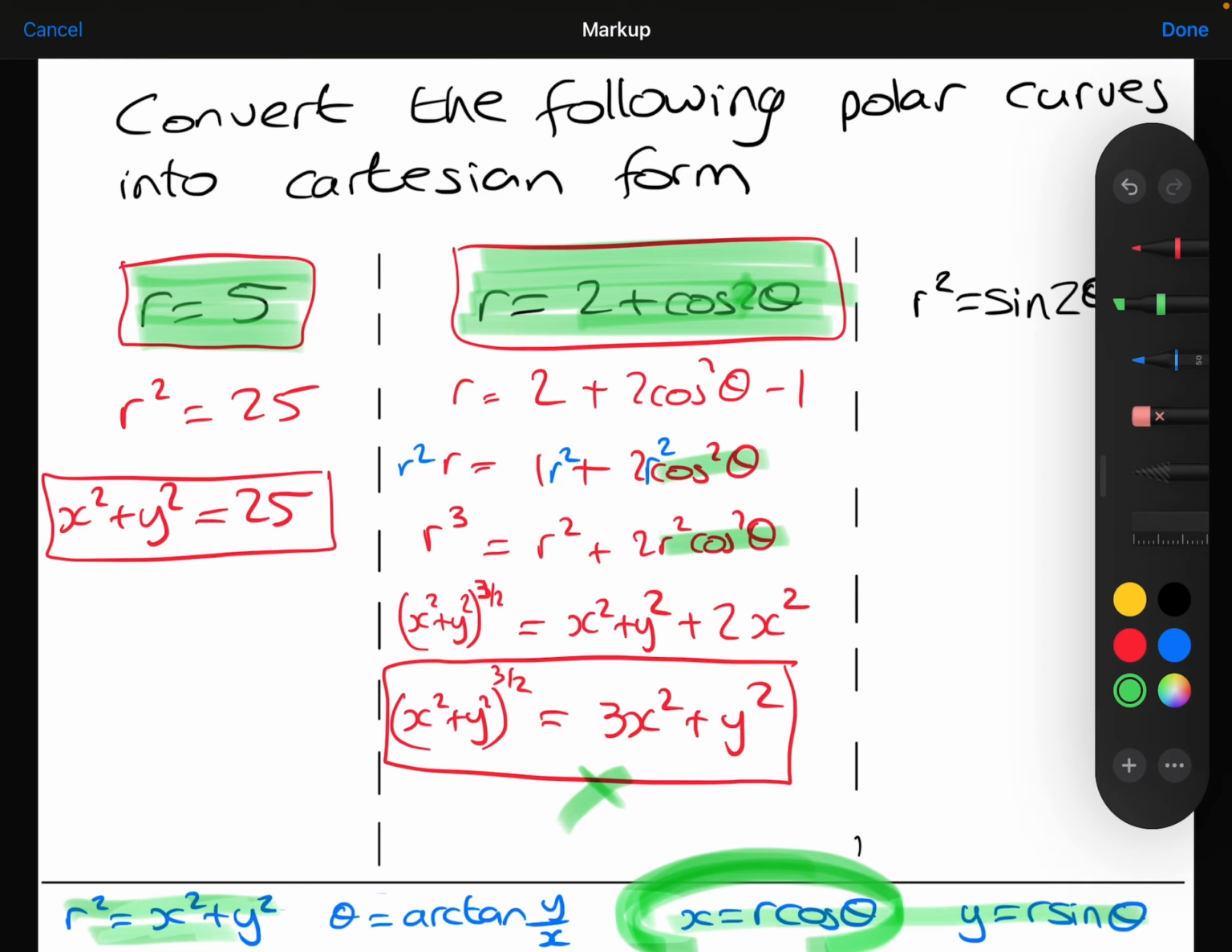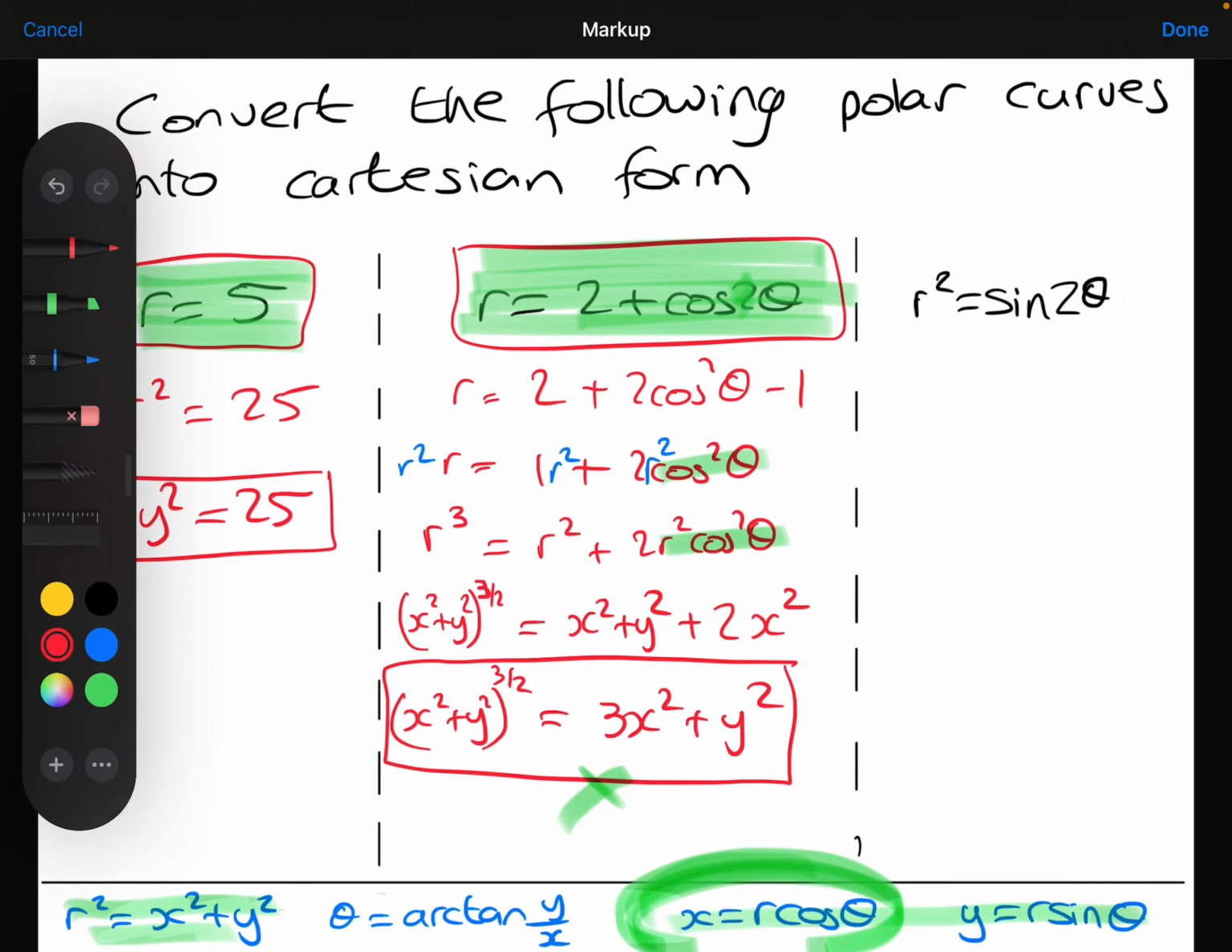Right, last one. r squared equals sine 2 theta. Again, like the previous example, I want to try and use these formulae to help me to do this, so I don't want that 2 there. So I'm going to use the double angle formula to expand this. I'm going to say r squared is equal to 2 sine theta cos theta.